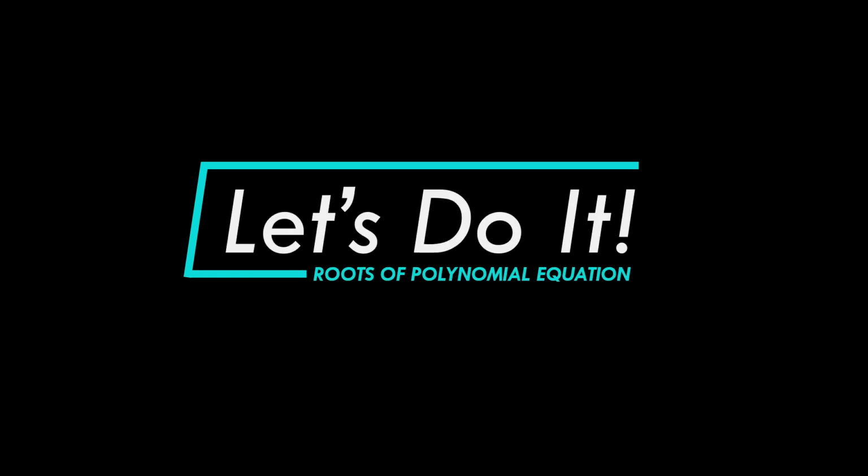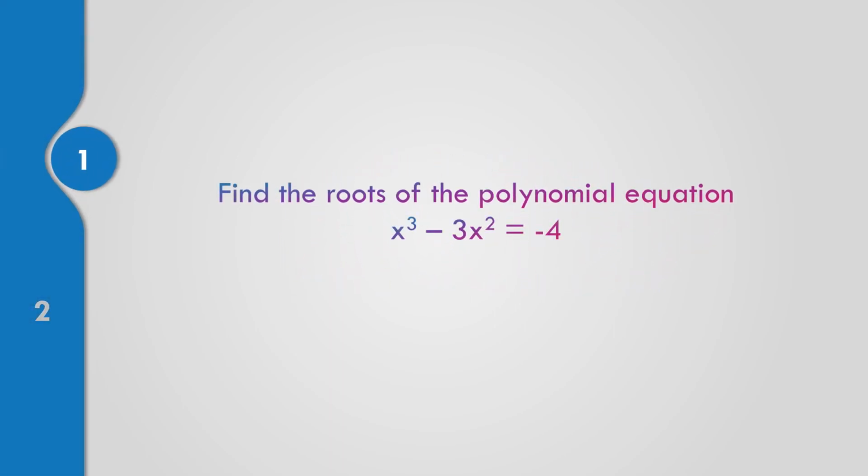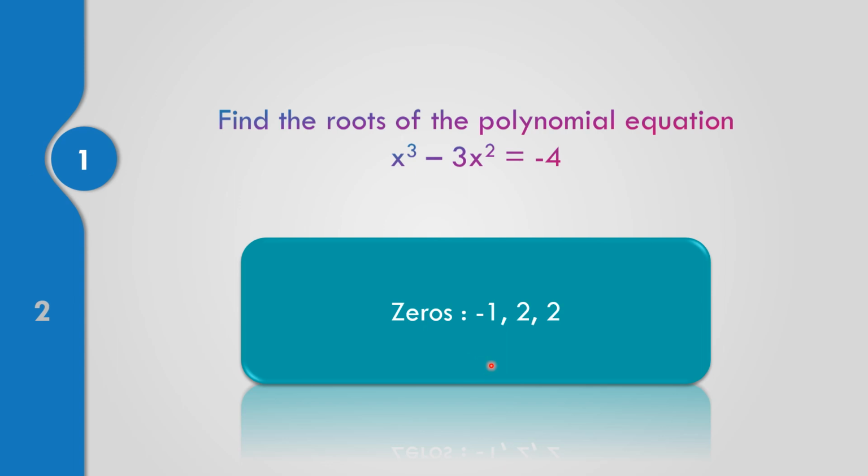Let us apply what you have learned about the roots of polynomial equation using synthetic division. Instruction: pause the video and try to solve on your own. Question number 1. Find the roots of polynomial equation x cubed minus 3x squared is equal to negative 4. What is the answer? Correct. The answer of the zeros are negative 1, 2, and 2, or negative 1, 2, multiplicity of 2.